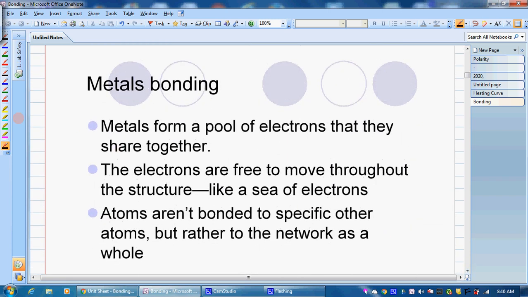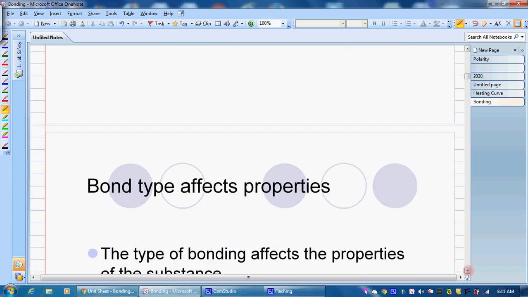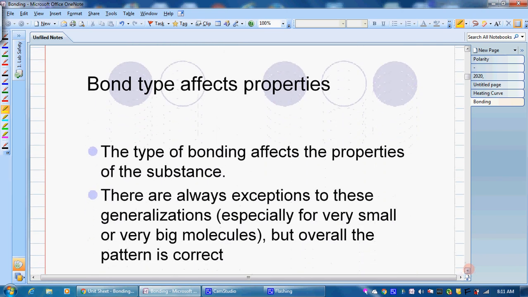Then when metals bond, typically it's a whole bunch of electrons. We call it a sea of electrons, or a pool of electrons. They just share. The electrons are free to move wherever they want, and they're really not bonded to anything specific. They're just a big network, moving around in between the metal atoms, and that's why metals behave a little bit differently than most of our other types of bonds.